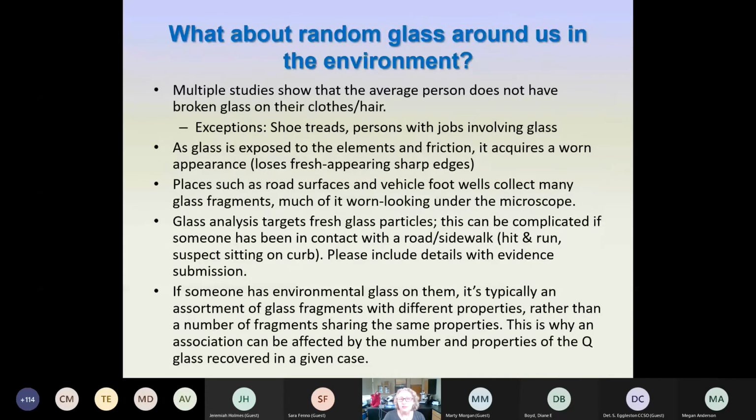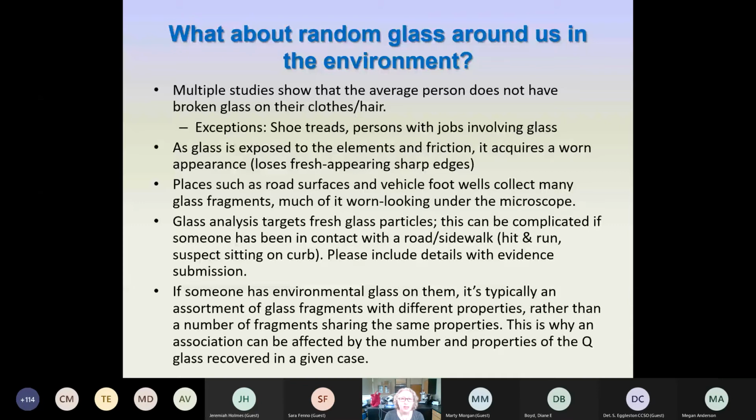A question we receive sometimes from the legal community is, what about all the random glass around us in the environment? That's a great question. However, there have been multiple studies over the decades to show that the average person just doesn't have a lot of broken glass on them. There are some exceptions, like the bottom of their shoes and people who work with glass as a profession, but your average person is not covered in broken glass. So finding it on someone's garments is significant.